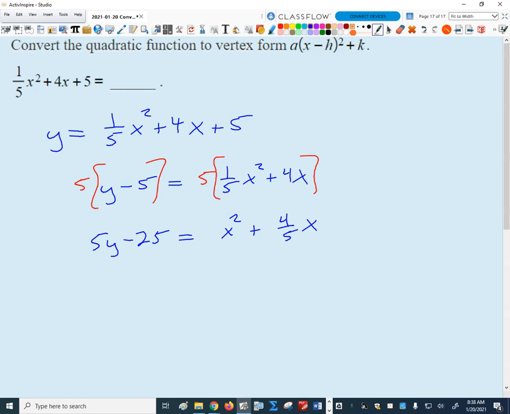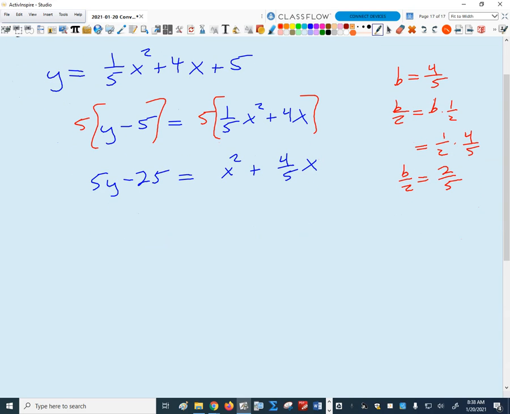Okay, so we got x squared plus bx. B is inconvenient, it's a 4/5, but that's all right, just a fraction. So we recognize that b equals 4/5. So b over 2 is the same thing as b times 1/2, which is 1/2 times 4/5, which is 2/5. So there's my b over 2. Okay, so I've got to add b over 2 squared, so 2/5 squared, to both sides.